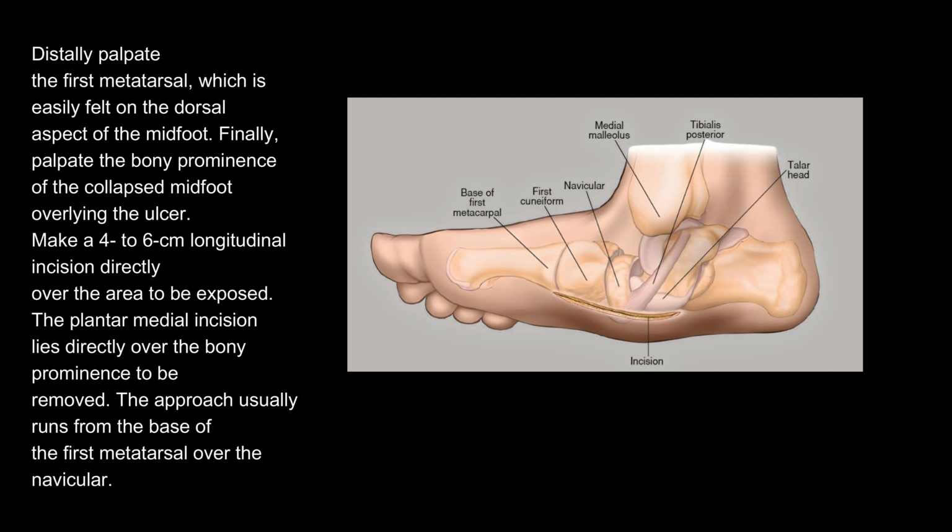Make a 4 to 6 cm longitudinal incision directly over the area to be exposed. The plantar medial incision lies directly over the bony prominence to be removed. The approach usually runs from the base of the first metatarsal over the navicular.